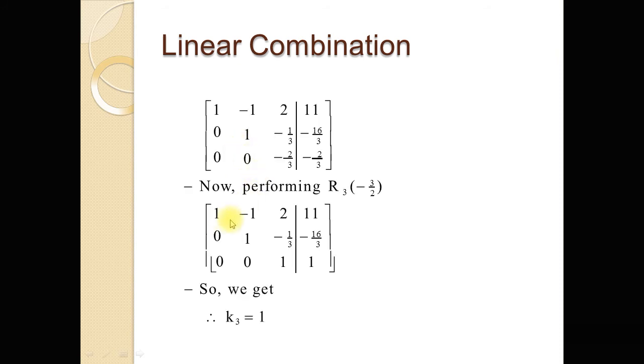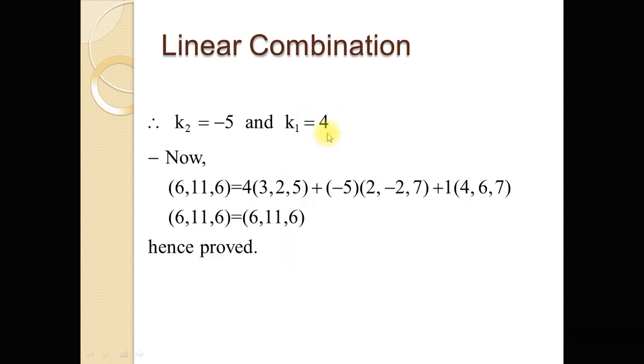Now in the first equation, you see over here, K1 minus K2 plus 2K3 is equal to 11. Putting the value of K3, which is 1, we obtain 2 here, and the value of K2 is minus 5, so plus 5, and plus 2 is 7. 11 minus 7 is equal to 4, so the value of K1 is 4.